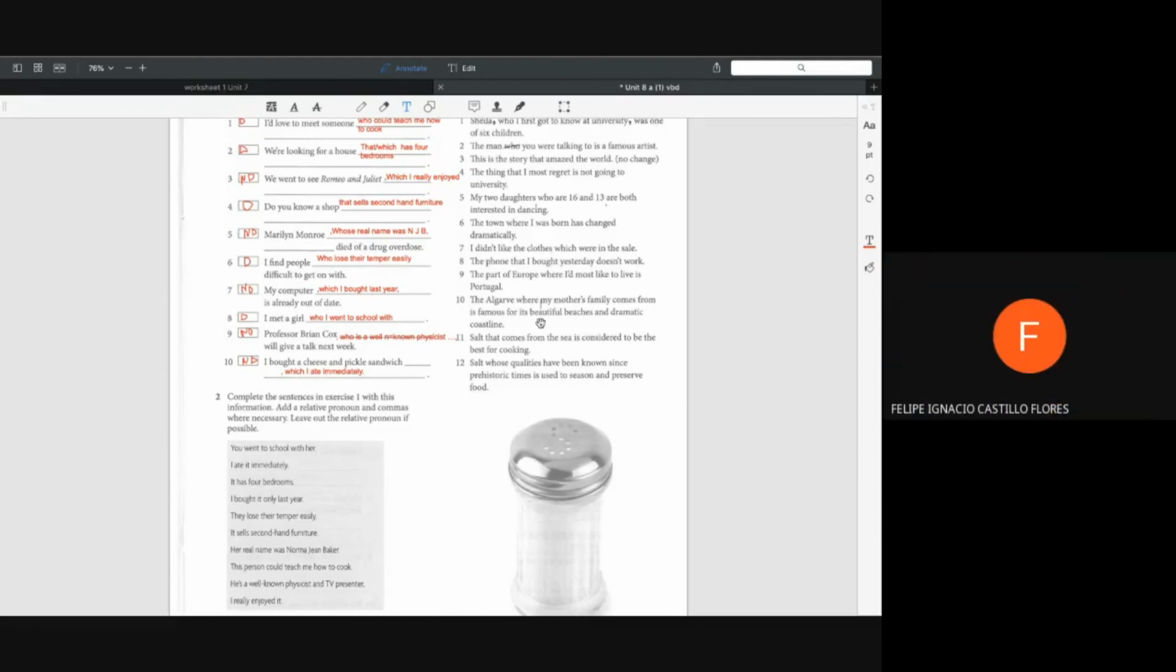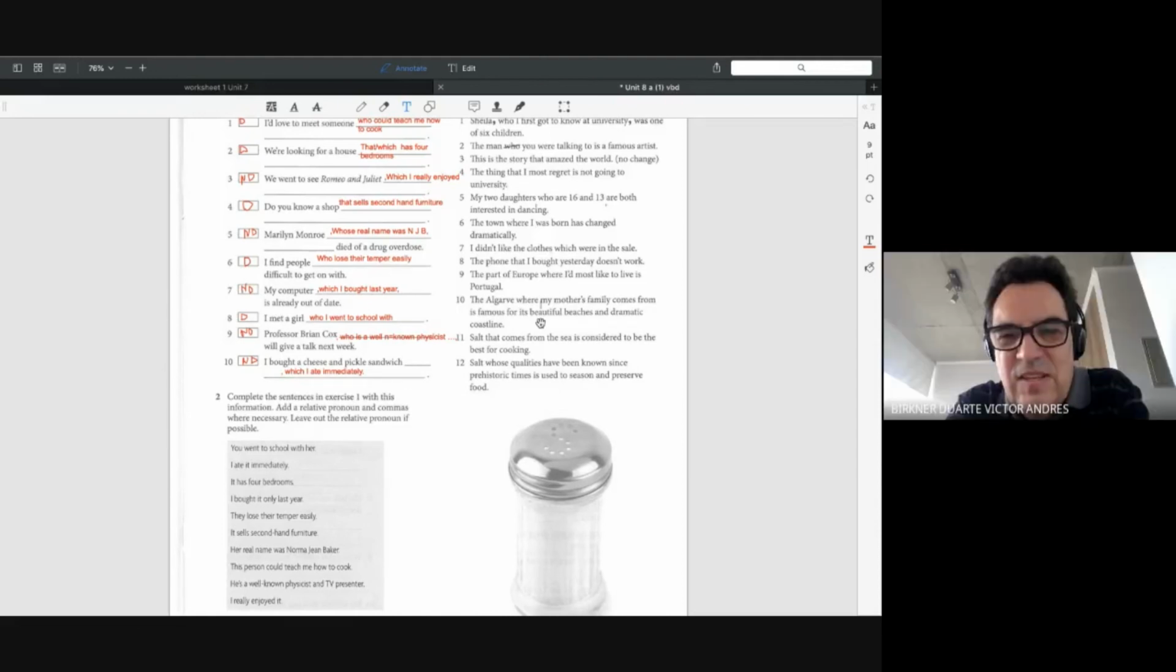I think we need to add commas. Yes, this is what we call a non-defining clause. So the Algarve, comma, Algarve, where my mother's family comes from, right, is famous for its beautiful beaches and dramatic coastline.